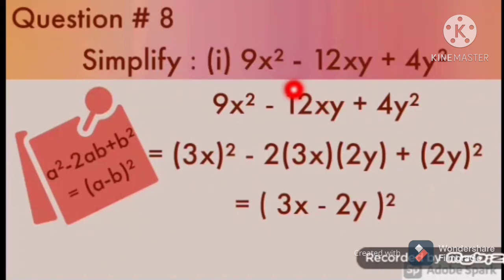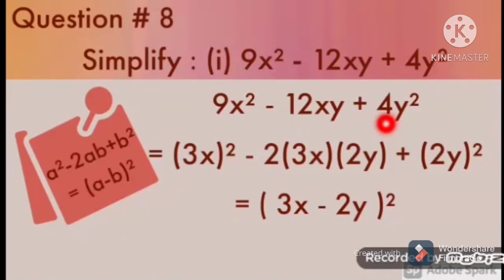But now here there is a negative sign. First of all, we will write our question in the form of identity. We will write this question in the form of a square minus 2ab plus b square. This is the statement of the question. First of all, we will write 9x square in the form of a square. 9 is the square of 3 and x square is the square of x. So 9x square can be written as 3x whole square.